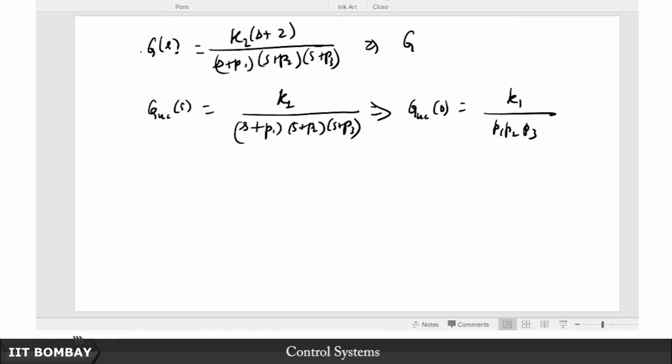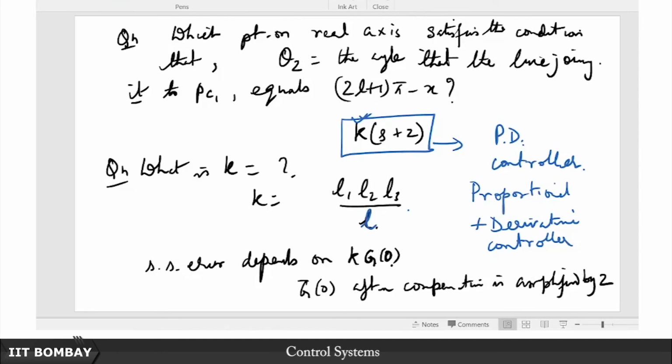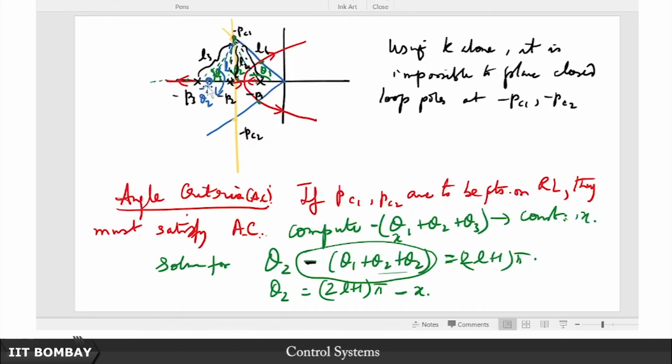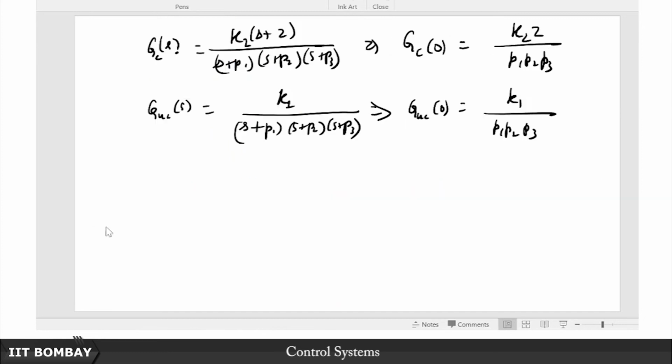But after the compensation, G compensated is now k2 times z upon p1, p2, p3. So this makes sense, it is amplified by a factor of z, and typically z is greater than unity, in fact much greater than unity in most cases. So this z actually has the effect of increasing G0. And why is this G0 important? Remember that E steady state was given by 1 by 1 plus G0, whether it is the compensated one or the uncompensated one, right. So as you increase this G0, this steady state error decreases.